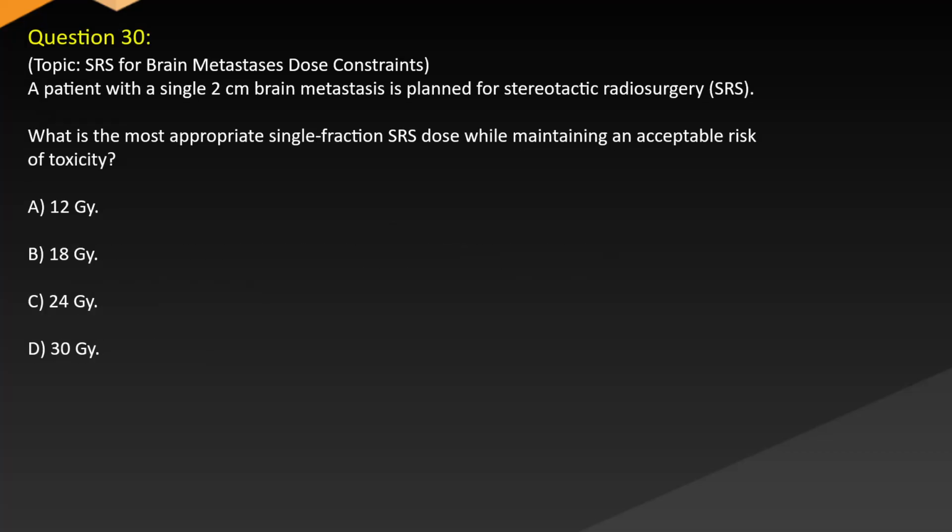Question 30. Topic: SRS for brain metastases dose constraints. A patient with a single 2 cm brain metastasis is planned for stereotactic radiosurgery, SRS. What is the most appropriate single fraction SRS dose while maintaining an acceptable risk of toxicity? A. 12 Gy. B. 18 Gy. C. 24 Gy. D. 30 Gy.